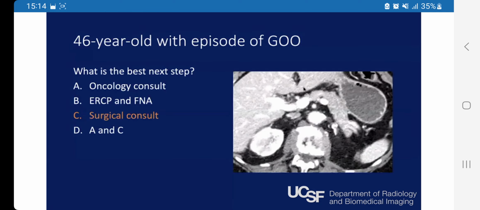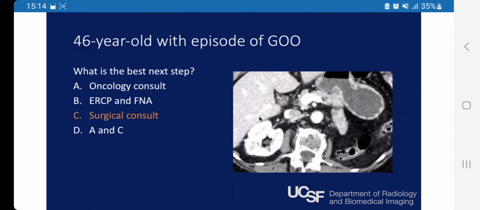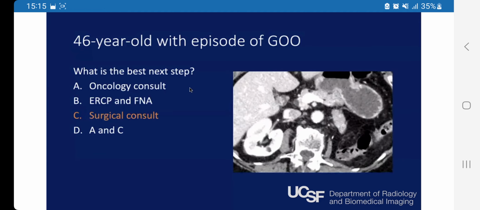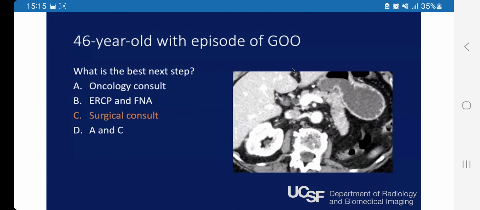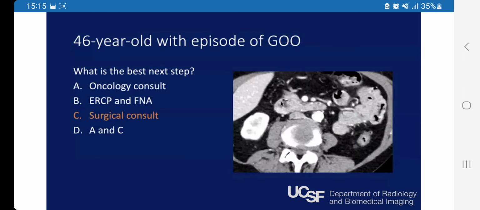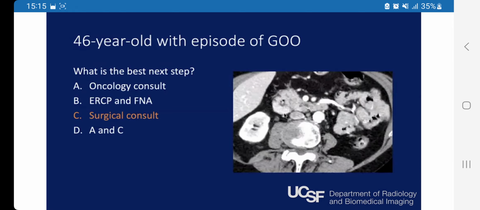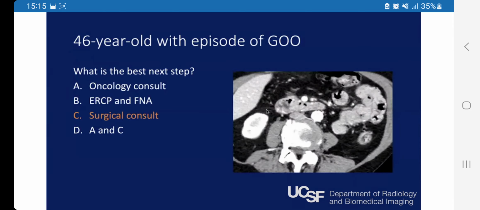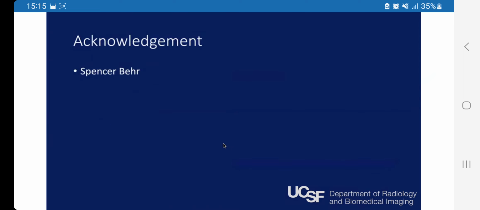So this patient is symptomatic, surgical. This is an annular pancreas. So oncology consult is out, ERCP and FNA not needed. Since the patient is symptomatic, there are surgical techniques to divert the duodenum out of this circle of pancreas around it. And sometimes annular pancreas can be a mimicker of a pancreatic tumor.